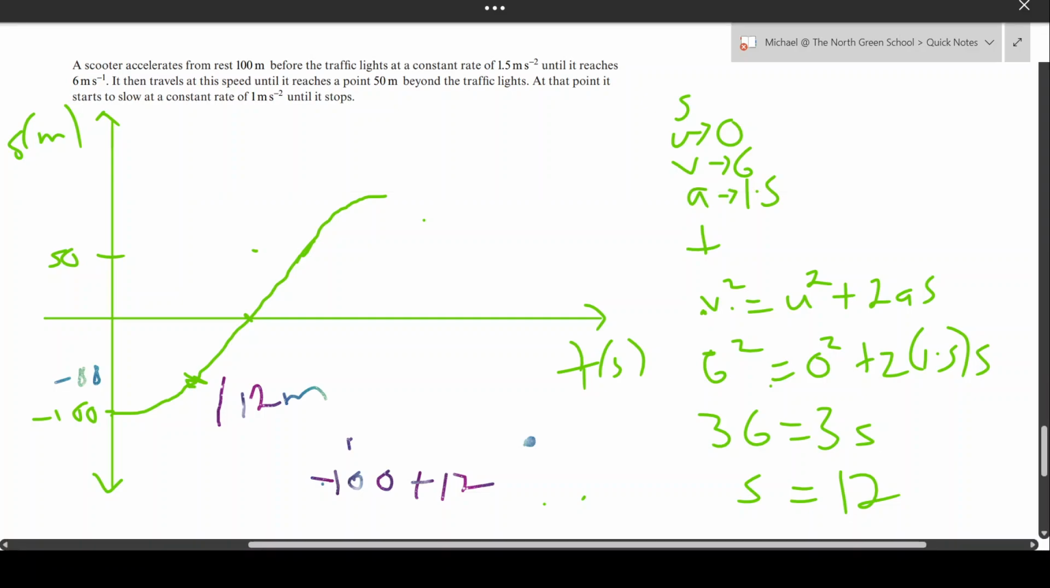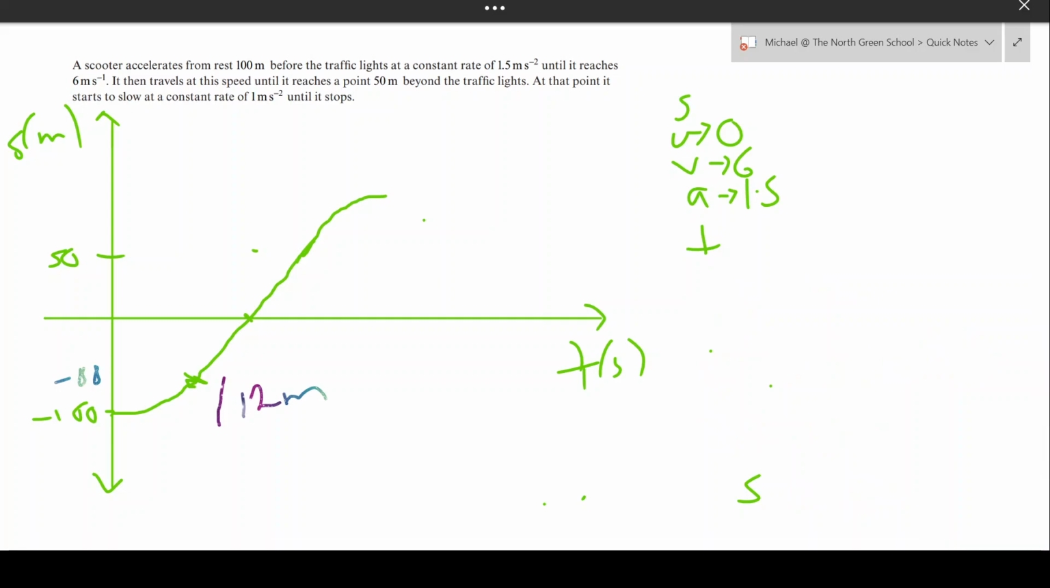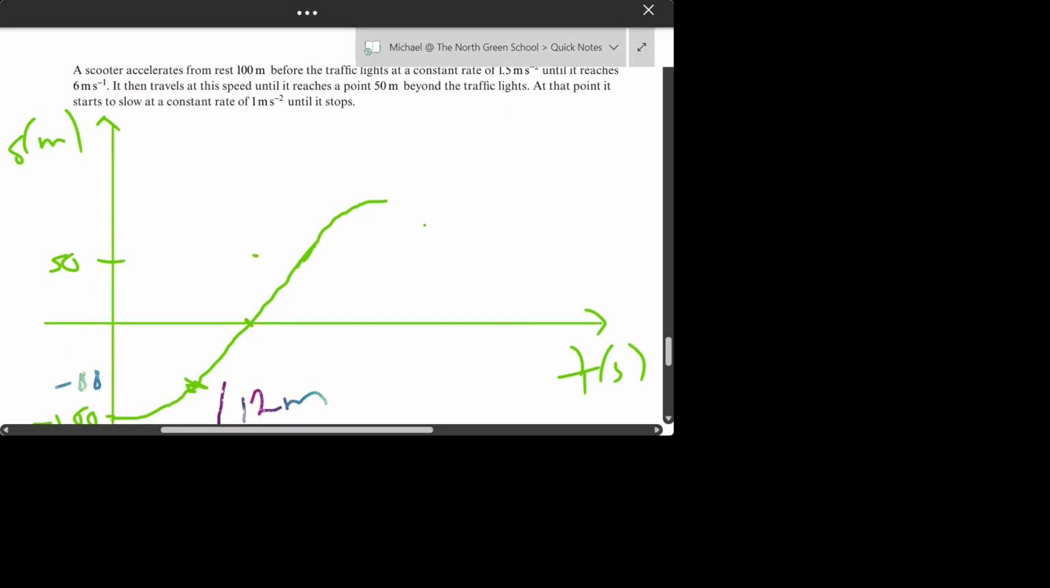Negative 88 meters, so 88 meters from the traffic lights, it stops accelerating and moves at a constant speed. But we can also figure out the time. Let's find the time at which it does that. We're going to need to use a different formula to find the time.